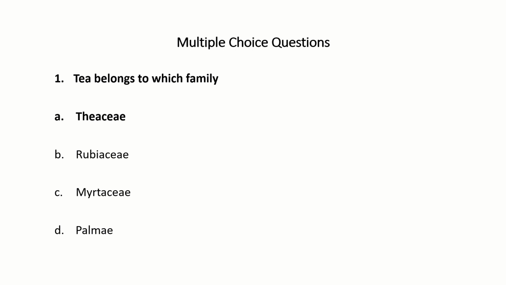So now it's time to evaluate our level of understanding and knowledge. I would suggest each one of you to answer these questions yourself first and then look back into the answers. Tea belongs to which family? Theaceae. And please know the scientific names of these plants as well. Jute belongs to which family? It is Tiliaceae. So, along with the families, please know the scientific names of these plants as well.